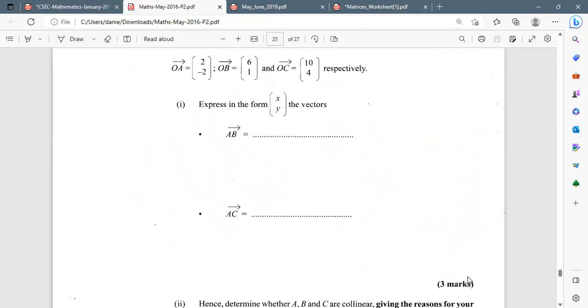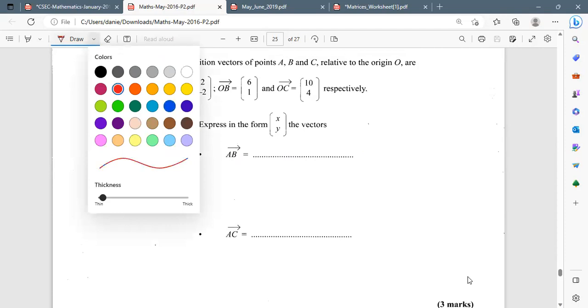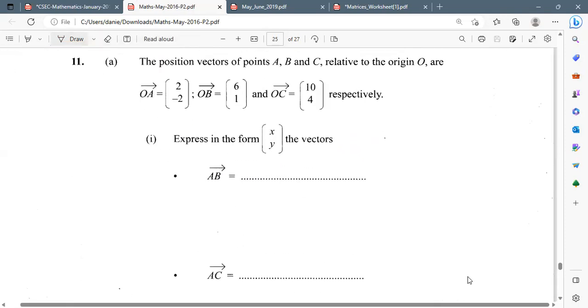Alright, so let's try another one. Let's use a different color. Zoom in. Let's see what happened with this one. They gave us OA, OB, and OC, and they want us to get AB. Same thing. So how can I manipulate it? I could start with OA, because I know I have AB, and I could just add AB to this, and that would equal the outside, which is OB. So I obtain my equation.